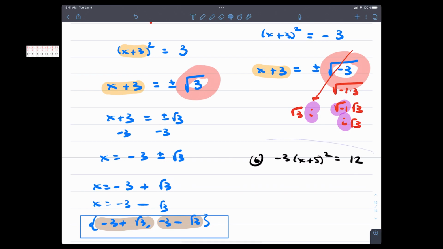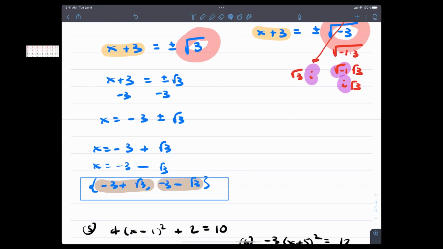Now the other one, though, remember this. This is what you get: x plus 3 equals plus or minus the square root of 3 with the i. Okay, now you get to subtract 3 from both sides. You get negative 3 plus or minus the square root of 3 with the i.